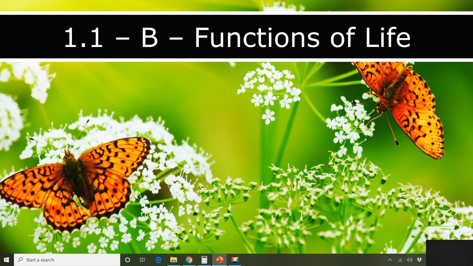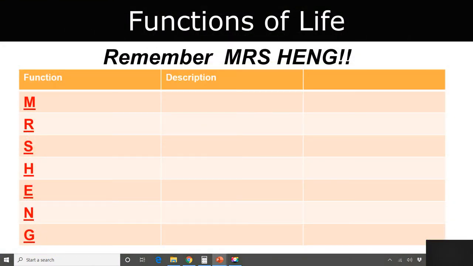So, moving on to the functions of life, there are a lot of different characteristics of living things, and there are 7 that I'm going to want you guys to know just off the top of your head. If you can, use this mnemonic or whichever one you come up with. The one that I have is Mrs. Heng. So there's an M, R, S, H, E, N, G, and we'll go through each of these in turn.